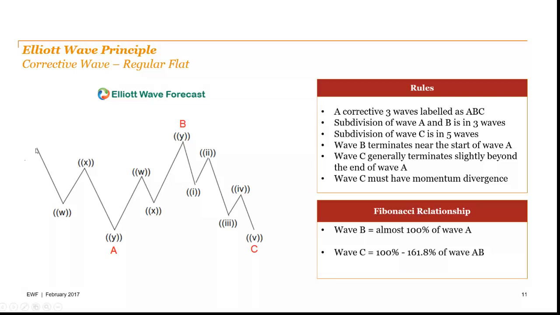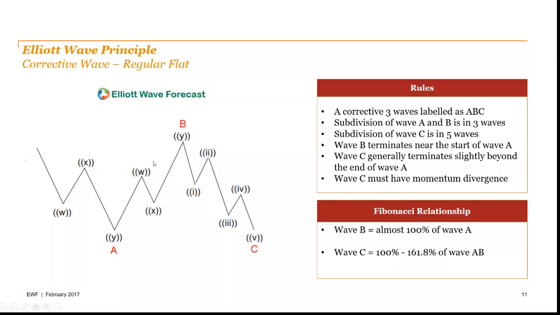Wave C must have momentum divergence. All right. The relationship with B is almost 100% of the wave A, and then with C, normally it's between 100% to 161.8% of this thing here. So this is usually 100 to 161.8% of the wave A. Alright, so that's the regular flat.